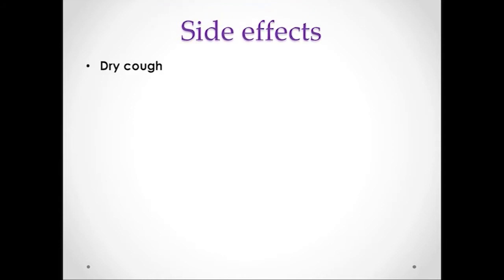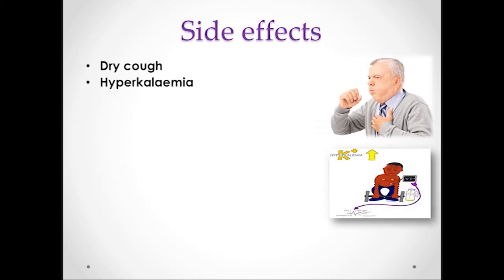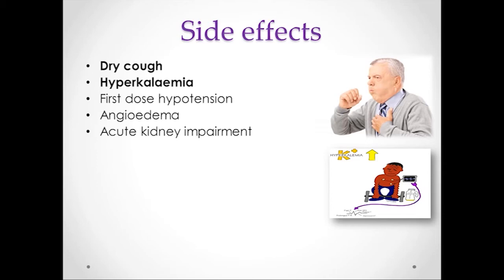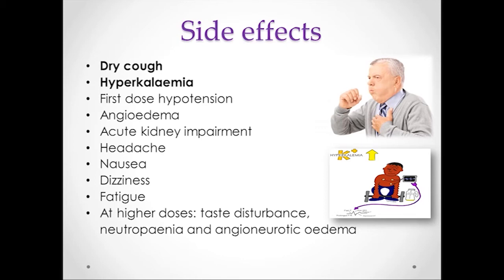The most common side effect of ACE inhibitors is dry cough in up to 20% of patients due to an accumulation of bradykinin. ACE inhibitors cause potassium retention due to reduced aldosterone secretion, and other side effects include first-dose hypertension, angioedema, acute kidney impairment, headache, nausea, dizziness, and fatigue. At high doses, ACE inhibitors can cause taste disturbance, neutropenia, and angioneurotic edema.